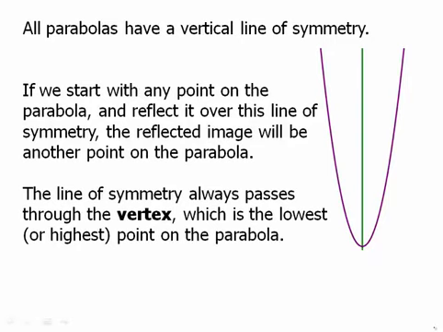The line of symmetry always passes through the vertex. Now, on an upward-facing parabola, the vertex is the lowest point. On a downward-facing parabola, the vertex is the highest point. And so where the line of symmetry intersects the parabola is always the vertex. And if someone tells us the vertex, automatically they're telling us the line of symmetry as well.